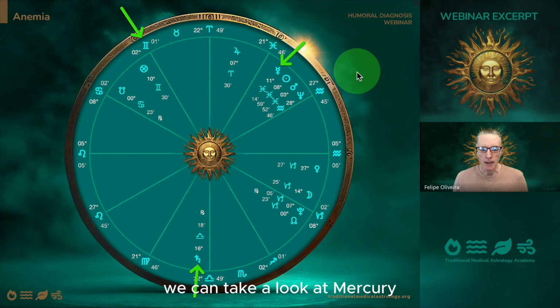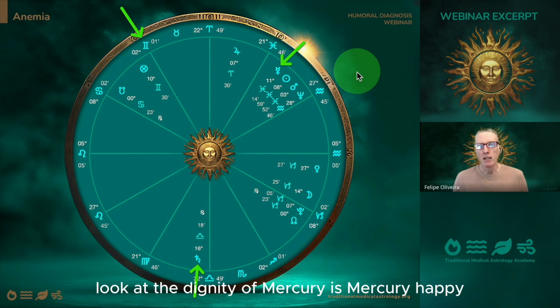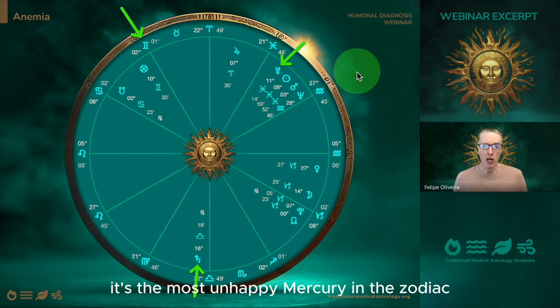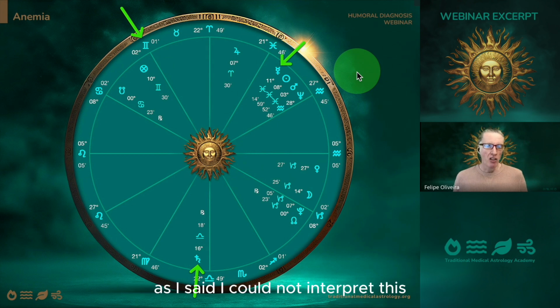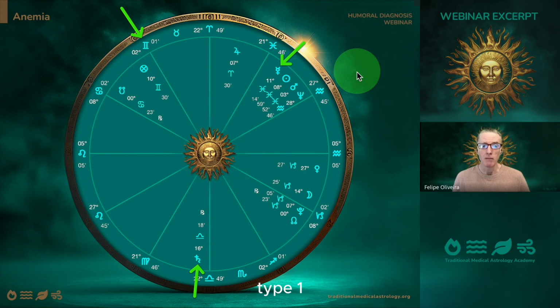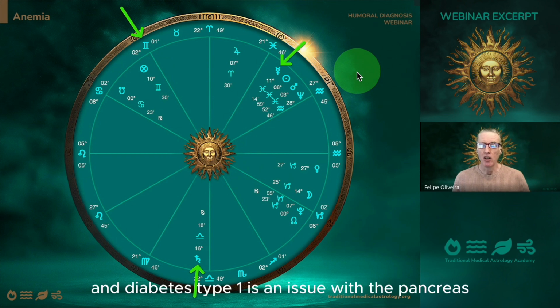We can take a look at Mercury. Look at the dignity of Mercury. Is Mercury happy, unhappy, in good shape, in bad shape? Mercury is in Pisces, in its detriment and fall. It's the most unhappy Mercury in the zodiac. As I said, I could not interpret this. We don't have context for it. Years later, we found out that she was diagnosed with diabetes type 1. And diabetes type 1 is an issue with the pancreas.